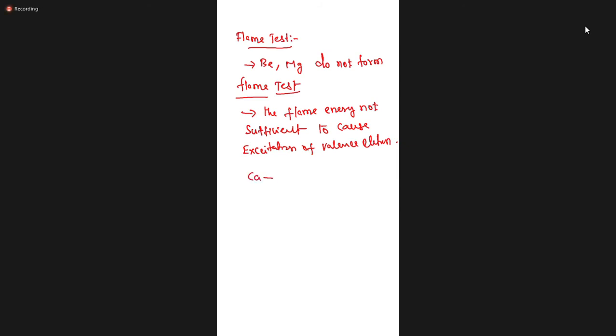But calcium has brick red color, strontium has crimson red, barium has apple green color. So you need to remember this. Radium forms red color. So this is the flame test for second group elements.